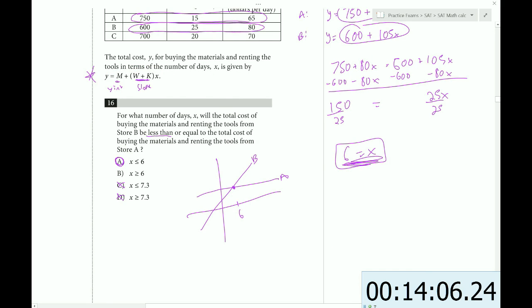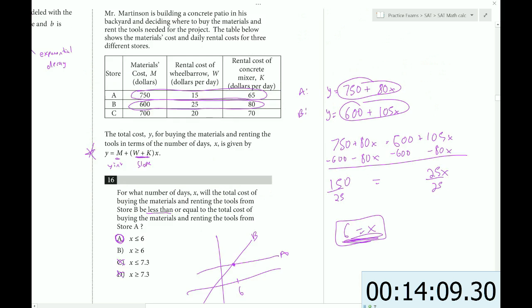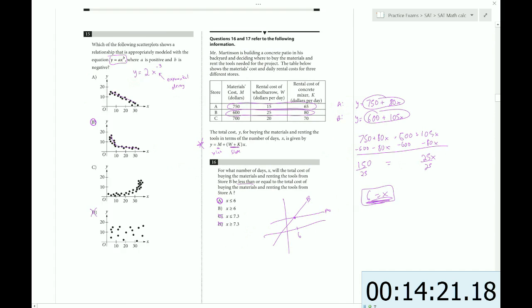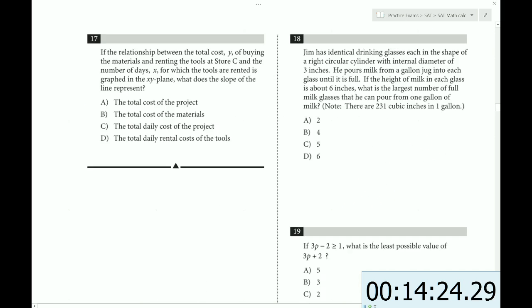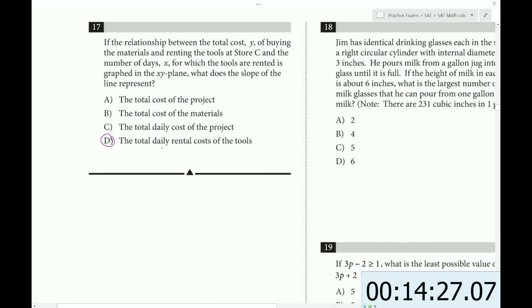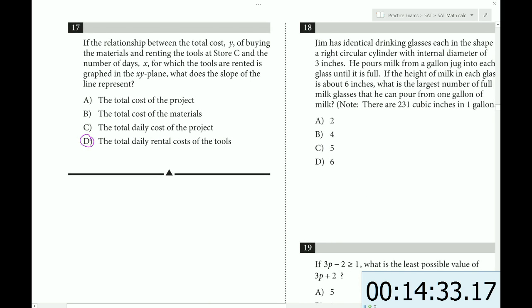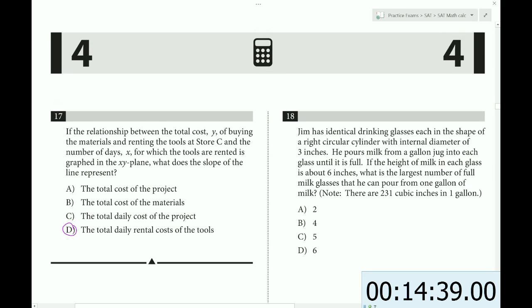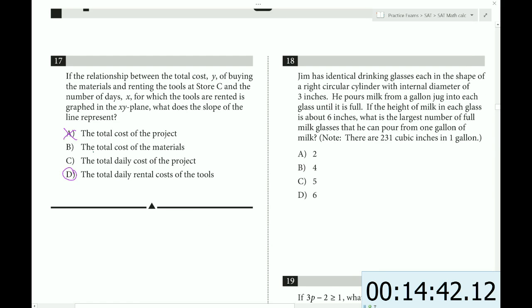So we have slope, we have y-intercept. So the slope, in this case, is going to be w plus k, right? And so that would be the rental cost of the wheelbarrow plus the rental cost of the concrete mixer in dollars per day. So it's basically the variable costs added together. Let's see which choice represents that. The total daily cost of the tools. Yeah, the wheelbarrow and the, right. So that would be the total daily rental costs. It's not the cost of the project total. It's not the total cost of materials, total daily cost of the project, total daily rental cost of the tools.